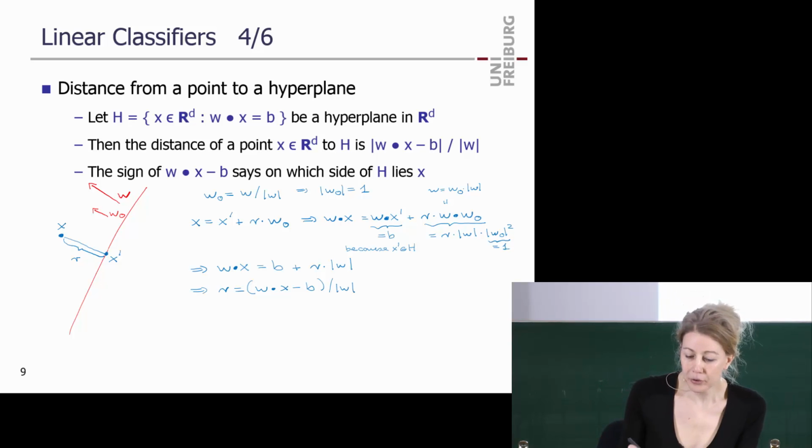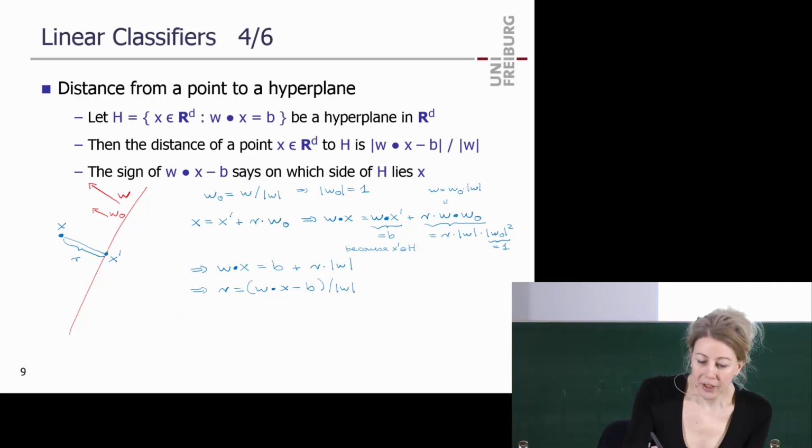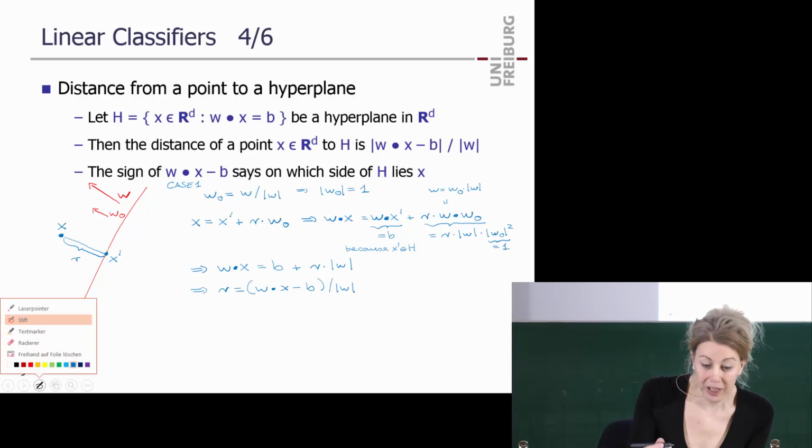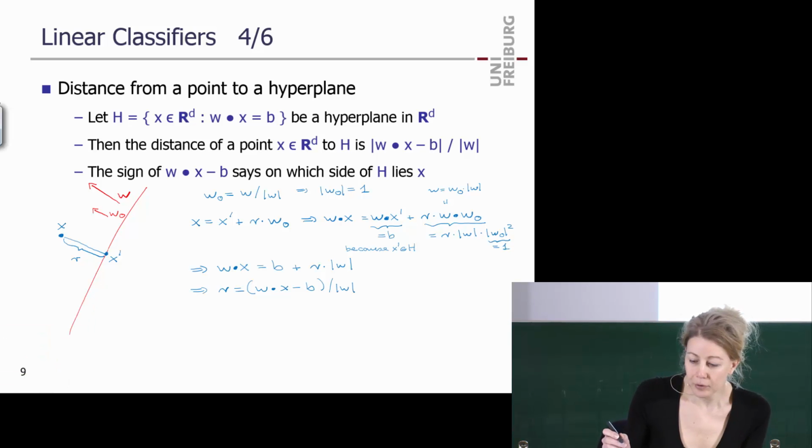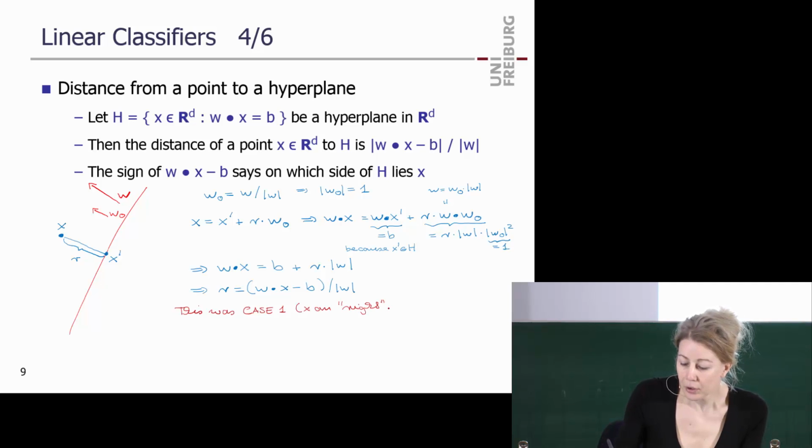So this was the case 1. Forgot to write this. Maybe I write it in a different color: when x was on the right side of W. Case 1: x on the right side of H.